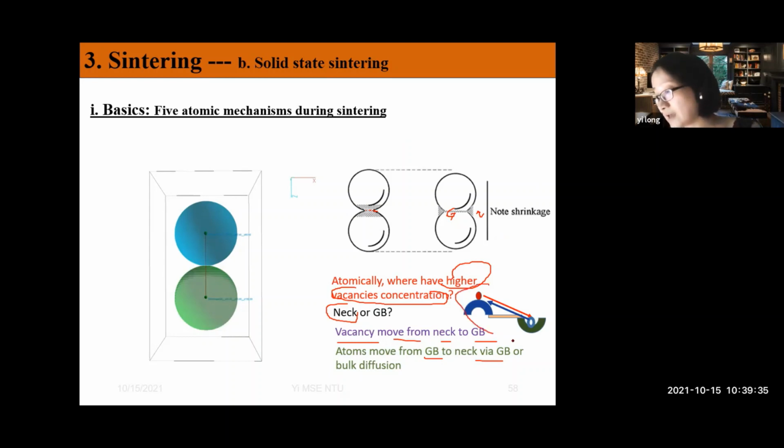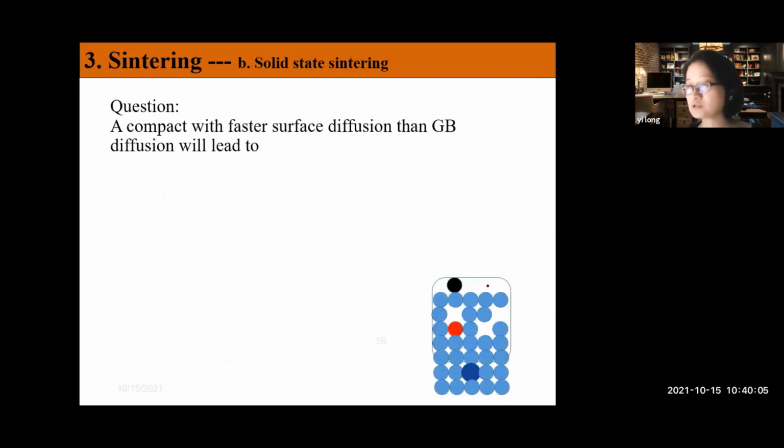Atoms move from the convex to the concave, and the vacancy moves the opposite way. And also we know in P4 and P5, the vacancy is going to move from the neck to the green boundary, and the atom moves from the green boundary to the neck. So in P4 and P5, to fulfill these two conditions, you will have densification. This is super, super important.